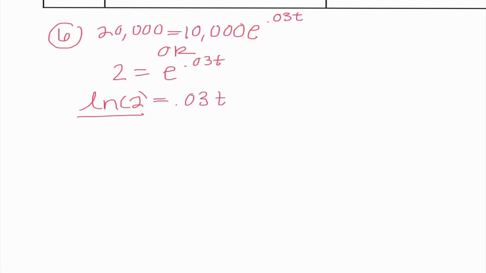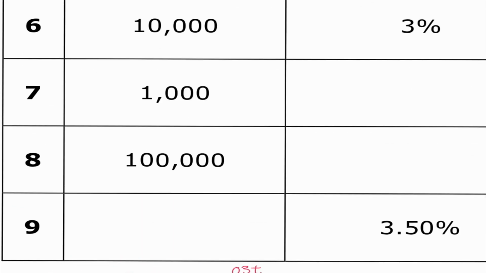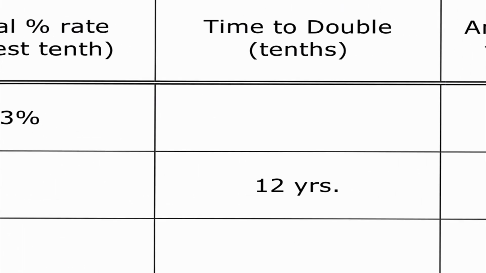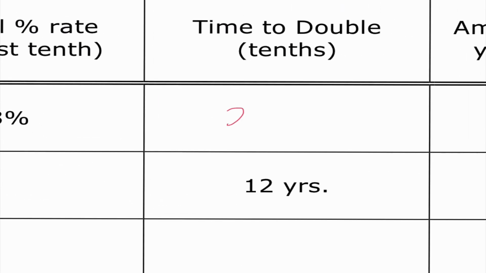So I'm going to do ln of 2 and divide both sides by 0.03. And I end up getting 23.1 is equal to t. So I'm going to go ahead and scroll up here and say that the time to double, and it told me in tenths, so that's why I said 0.1, is 23.1 years.